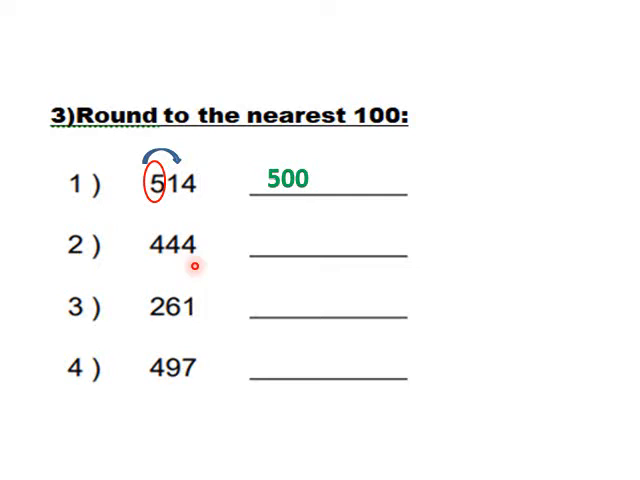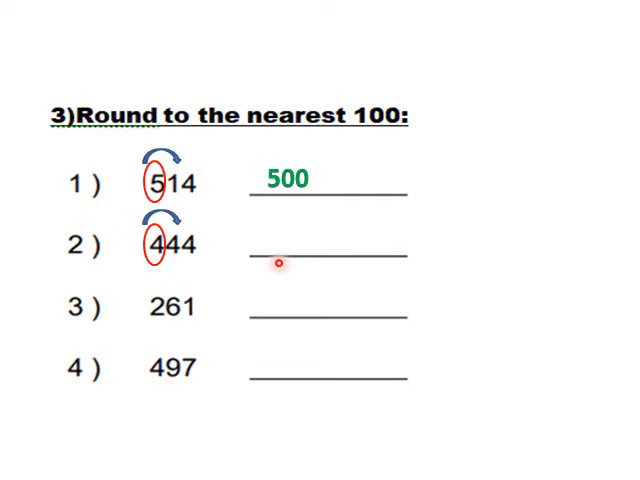444. I'm rounding to the nearest hundred, so I will circle this first 4 in the hundreds place. Then I will check the digit on the right side. It's 4. Is 4 a weak or a strong number? It's a weak number. So this 4 inside the circle will freeze and stay as it is, or will it increase? I will add 1? No, it will freeze, it will stay as it is.